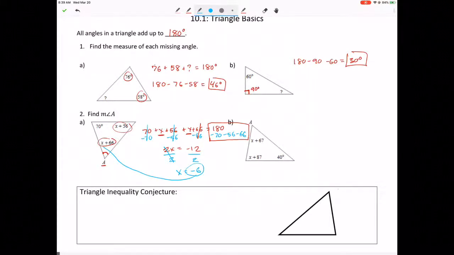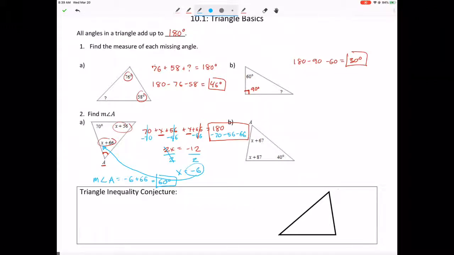This is what we're solving for. We'll just plug it in here. We'll say the measure of A, sorry, I'm doing that backwards, equals X, which is negative 6, plus 66. That gives us 60 degrees. Okay? All right, and for 2B, it's basically the same thing. Okay, so just another example to try. If you can, pause and see if you can do it by yourself.